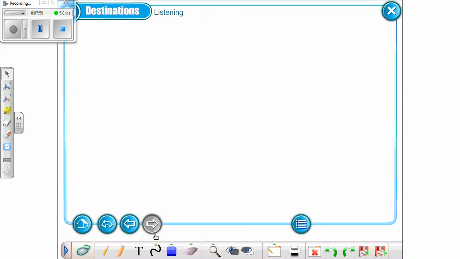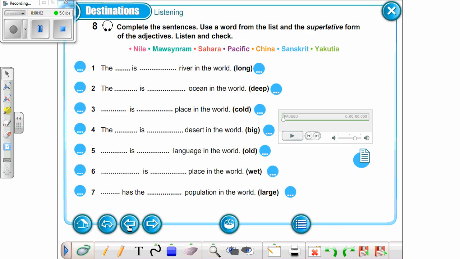Let's go to exercise number 8. Complete the sentences. Use a word from the list and the superlative form of the adjectives. Listen and check. Listen, all of you.